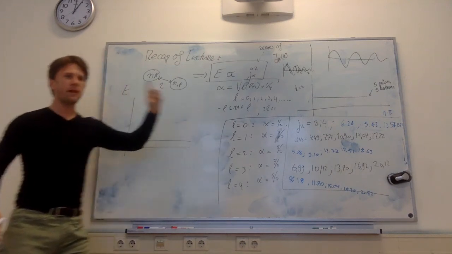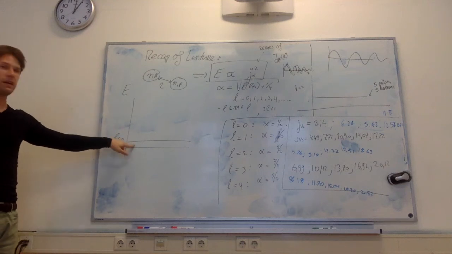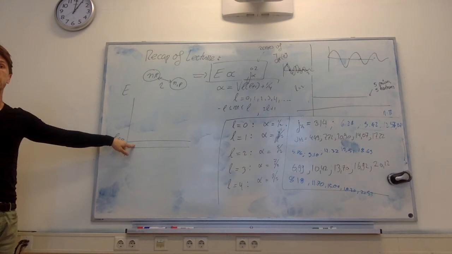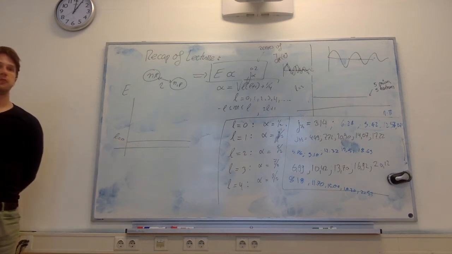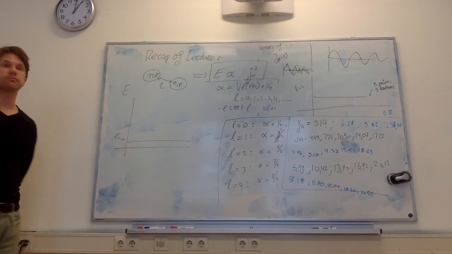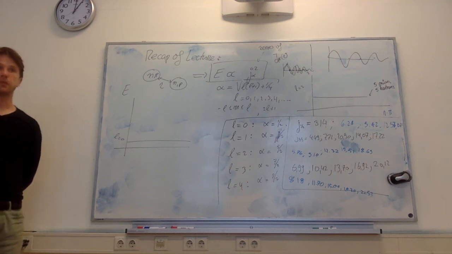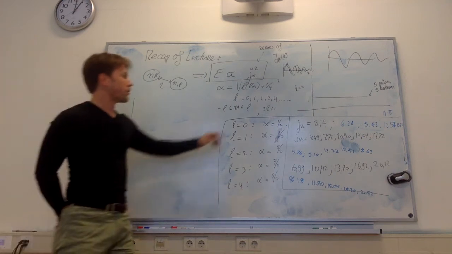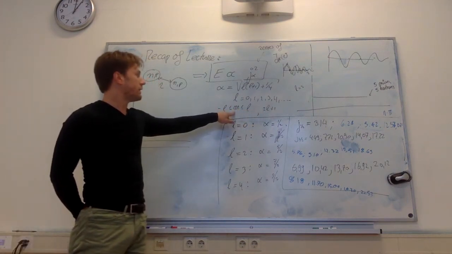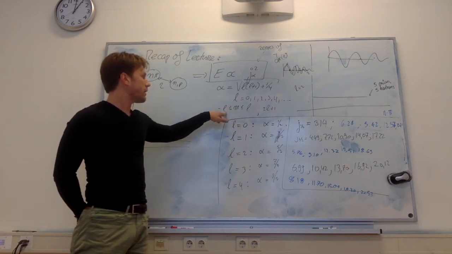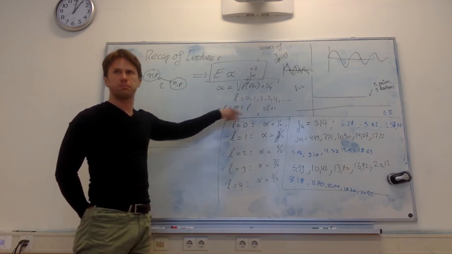How many m values does this level have? L is 0, so m is 0. Here's the formula, or you can just see it here. If l is 0 and minus l is also 0, then m can only be 0 itself.